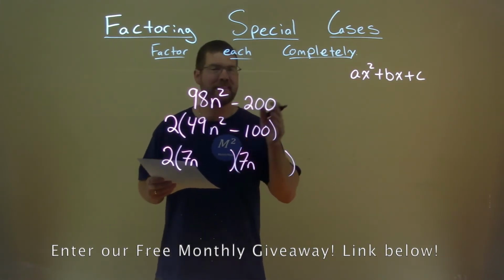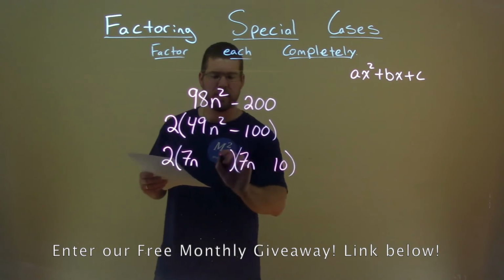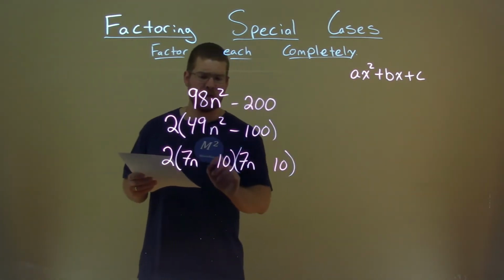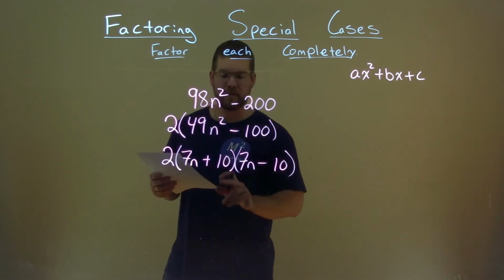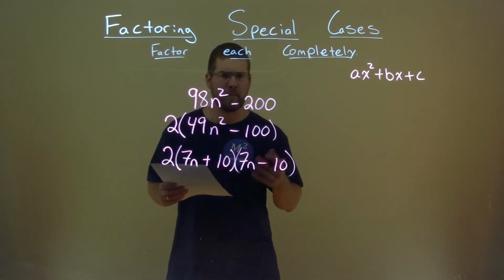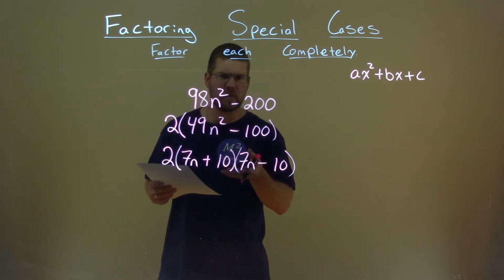Square root of 100 is 10. So 10 times 10 gives me 100. But we need a negative 100. So if this is positive and that's negative, positive times a negative 10 is a negative 100. But what about the b value, the inside? It's supposed to be 0.